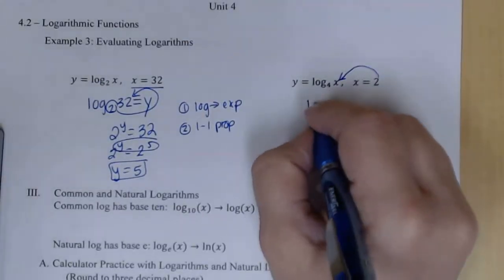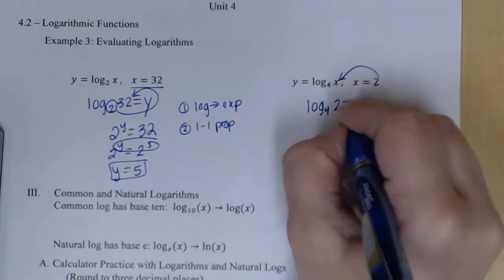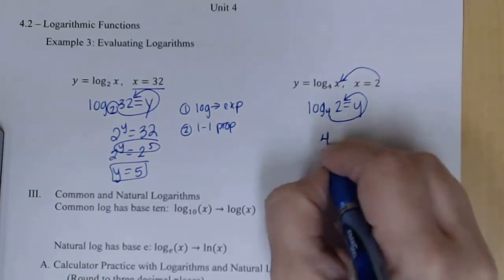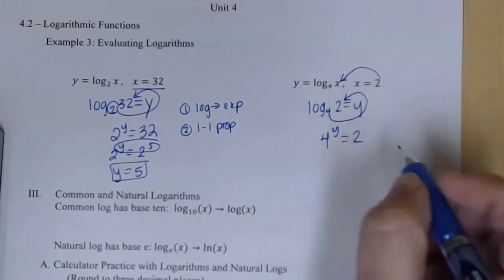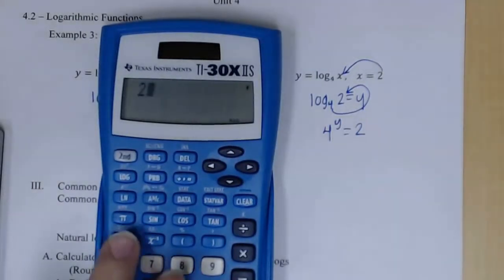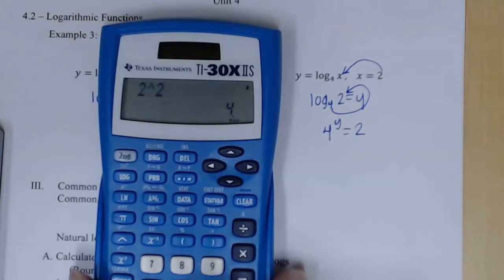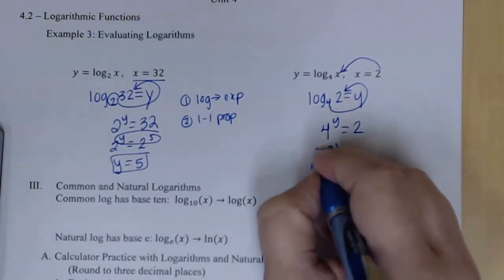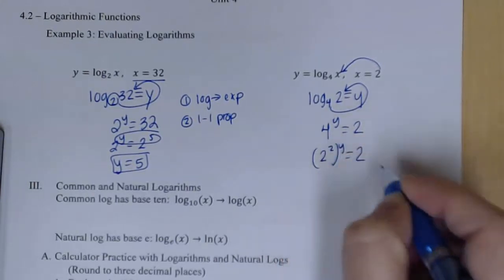Let's do the same thing here. So I'm going to plug in 2 for x. So this gives me log base 4 of 2 equal to y. I'm going to snail it around to rewrite it, so it gives me 4 to the y equal to 2. Now I always try to turn my larger base into my smaller base. So I come over here and I say, okay, 2 to the second power, that's 4. So instead of 4, I'm going to write 2 squared to the y equal to 2.